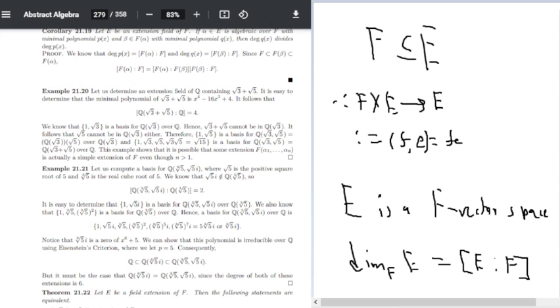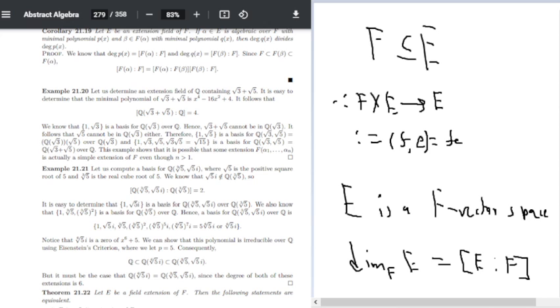We know that 1, square root of 3 is a basis for Q(sqrt3) over Q. Hence, the square root of 3 plus the square root of 5 cannot be in Q(sqrt3). It follows as well that the square root of 5 cannot be in Q(sqrt3) either. Therefore, 1, square root of 5 is a basis for Q(sqrt3, sqrt5) over Q(sqrt3).